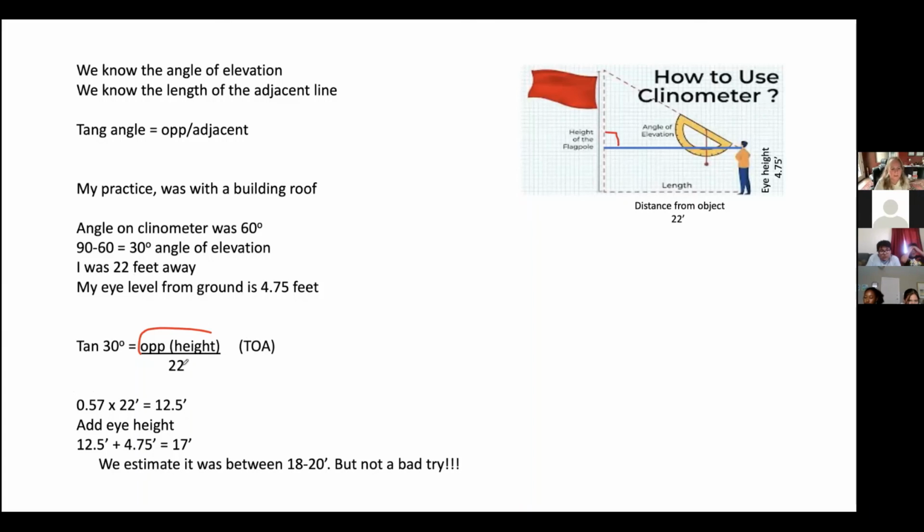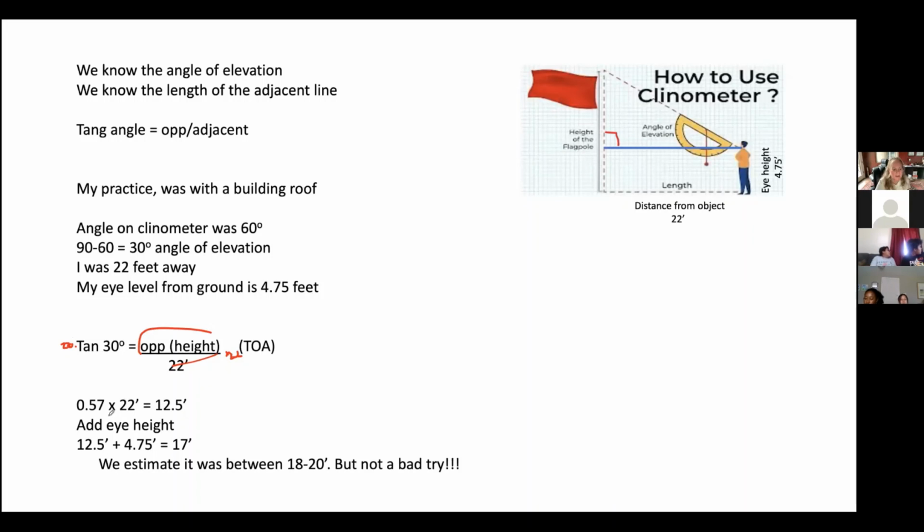So now I have to get this 22 over here. We're going to multiply both sides by 22. Ugh, I'm not a good writer. That'll cancel these guys out. So to simplify, the tangent of 30 is 0.57, times 22 is 12.5 feet.